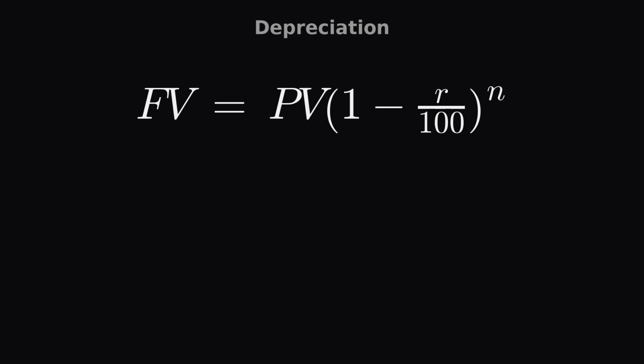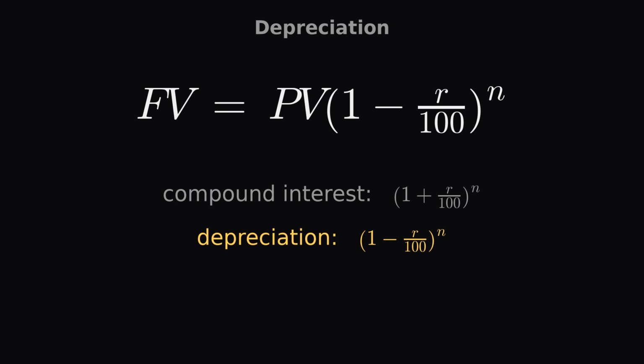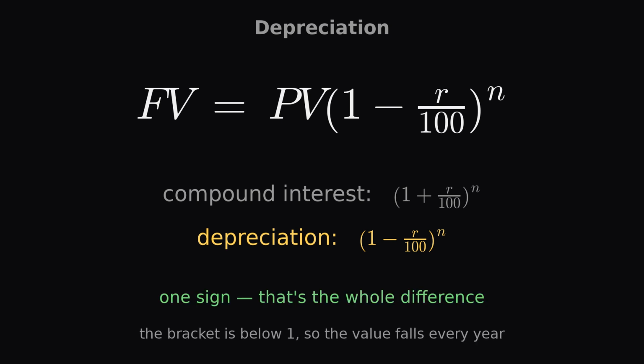Here's the formula. Future value equals present value times (1 minus r over 100), all to the power n. The only difference from last video is a minus sign where the plus was. And because that bracket is less than 1, the value falls every year instead of rising.